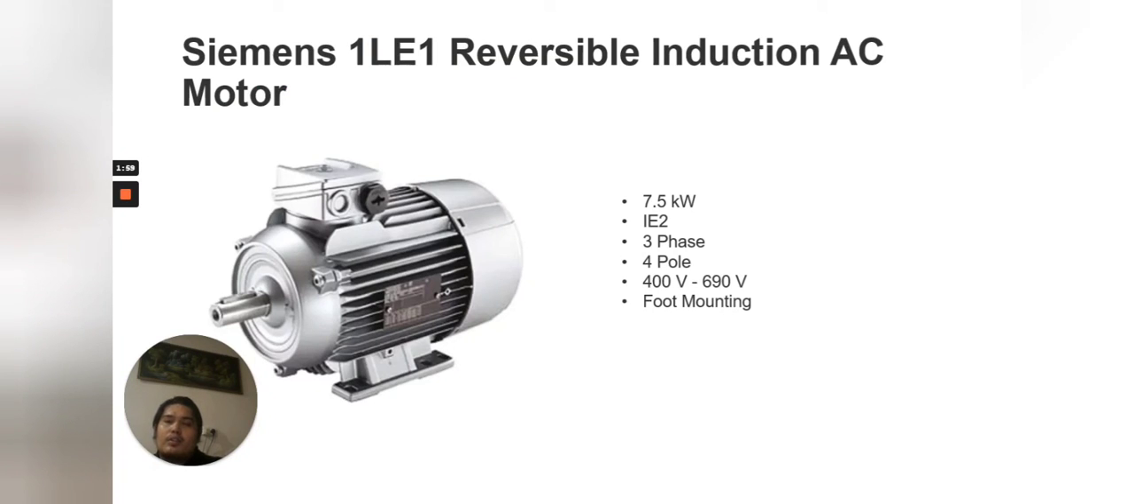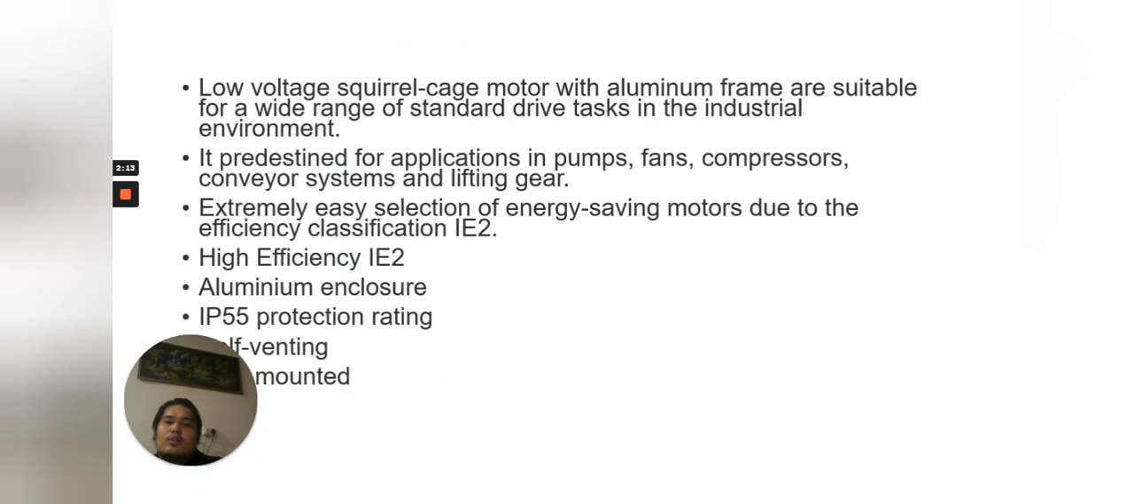This is an example of a reversible induction AC motor from Siemens. It is a 7.5 kilowatt IE2 high efficiency, 3 phase, 4 pole, 400 volt to 960 volt, foot mounting motor.